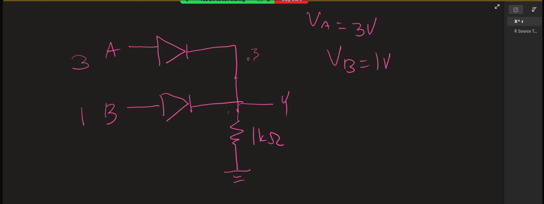So I assumed the bottom one was on. That would make this 0.3. So if this is 0.3 and that's 3, then the top one would be on. But we said the top one was off. So it can't be that the bottom one is on. So the bottom one has to be off. Well, let's make sure that works. If the bottom one is off, then this is 2.3, and this is 2.3. Does that agree with the bottom one being off? Yes, because the anode is not 0.7 more than the cathode. So then that gives us that Y is 2.3 volts.